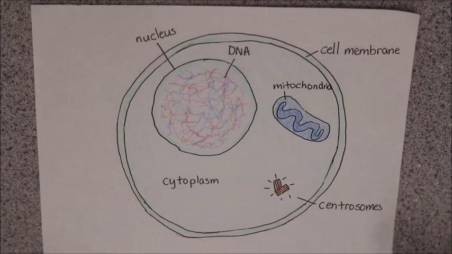As you can see, some parts of the cell are mitochondria, cell membrane, centrosomes, cytoplasm, and nucleus, which includes the DNA.